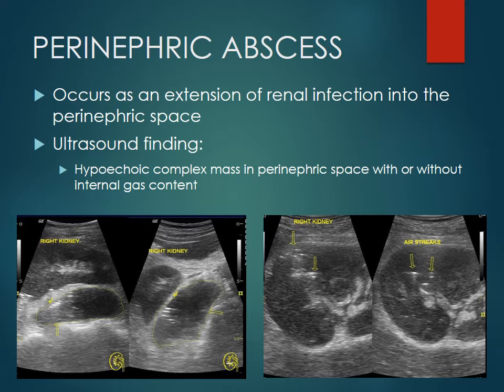And as you can see, in the image on the left, the right kidney as labeled, there would be a hypoechoic complex mass located inferior to it. And the image on the right side would show echogenic foci, as pointed out by the yellow arrows, which would be identifying the air that is present in the hypoechoic complex mass.